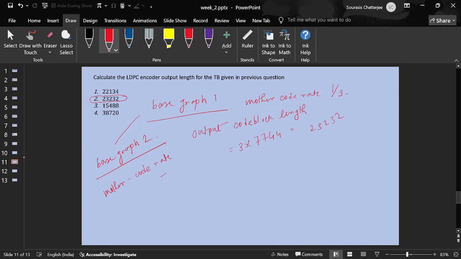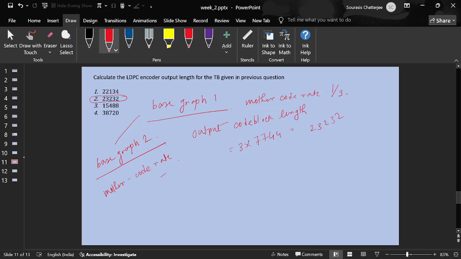Base graph 1 is for scenarios when you have better channel conditions, when you are using a higher code rate, whereas base graph 2 stands for worse conditions, like bad SNR. So it's going to be less. And why do we need a lower code rate here? We want more redundant bits so that we can carry out FEC, so that your encoding is more robust in worse channel conditions.